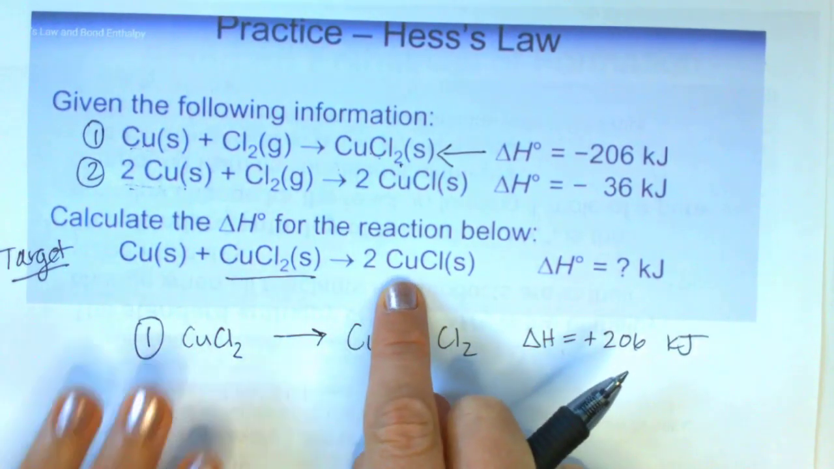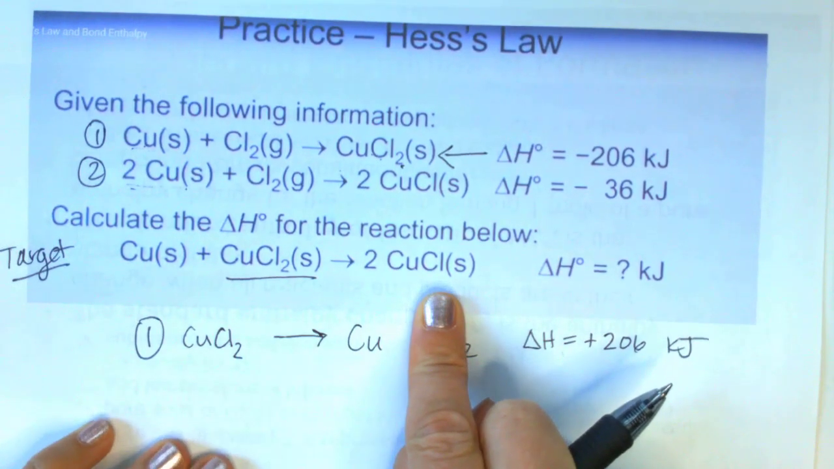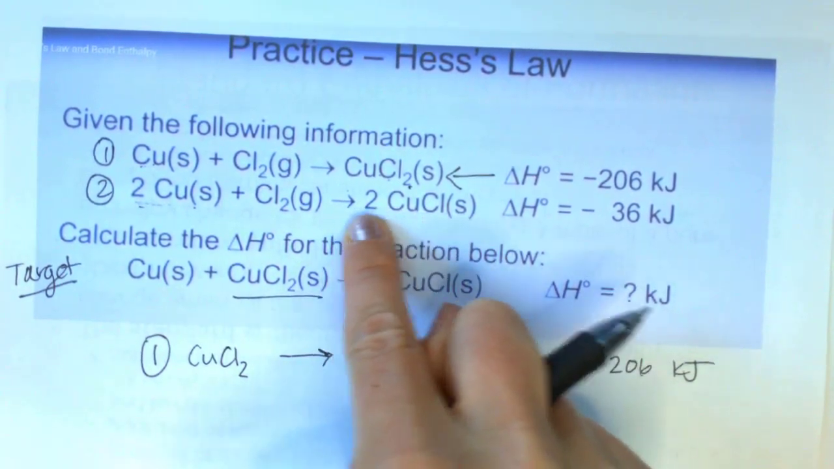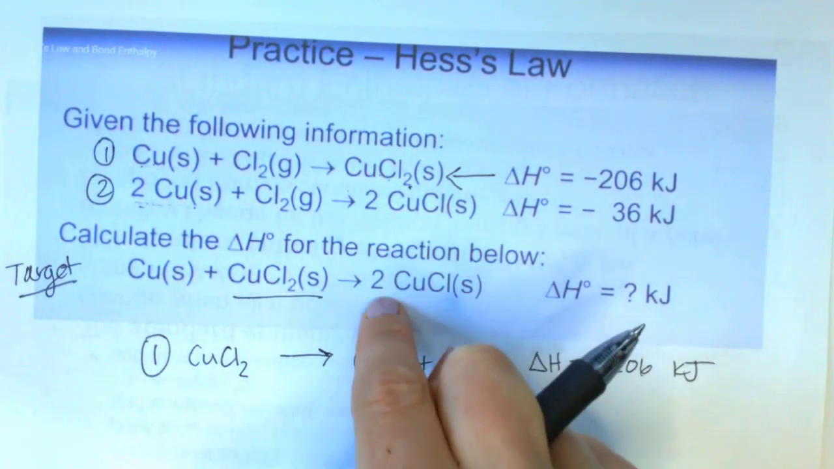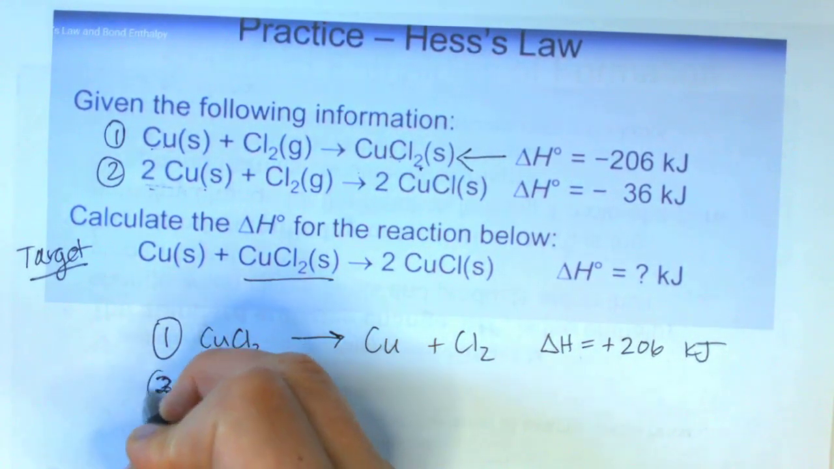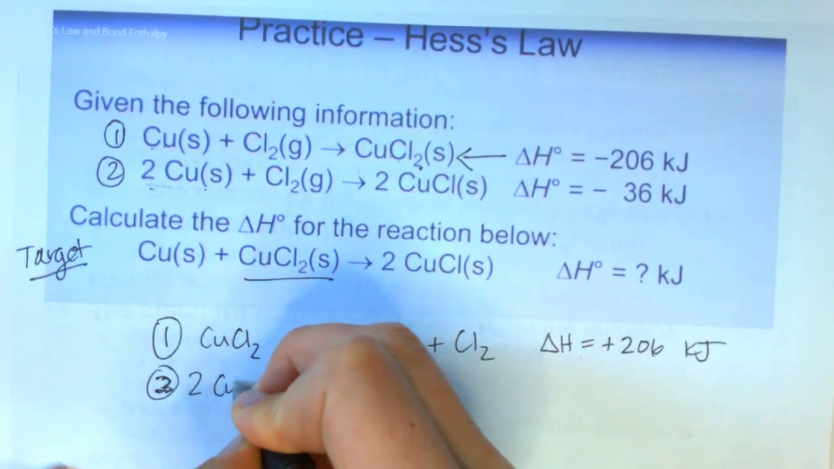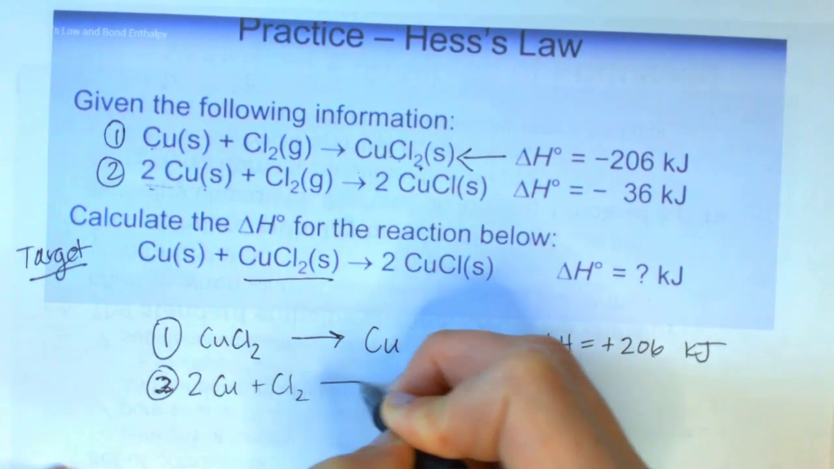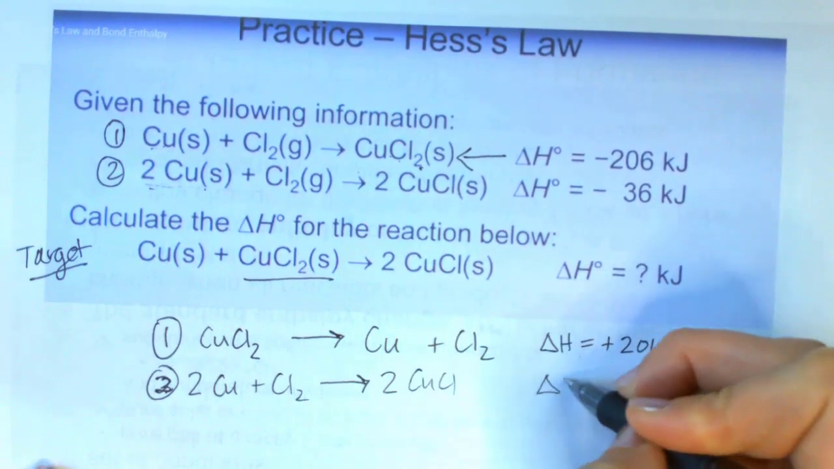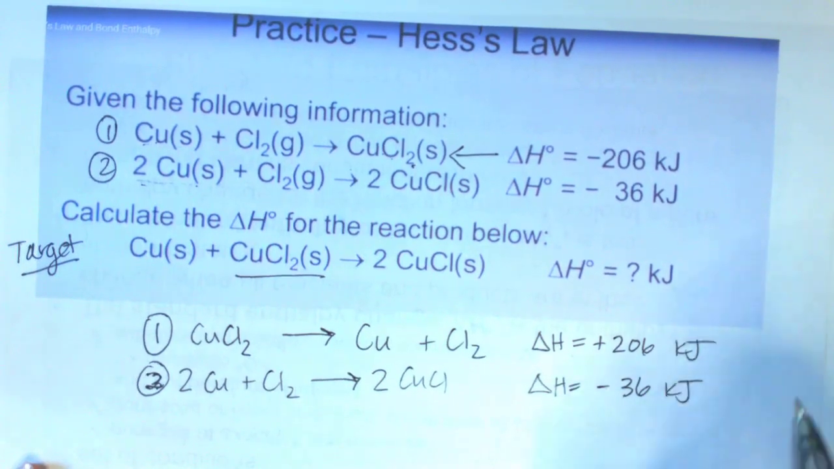And then on the right, after the arrow, we need 2 CuCls. So let's find where that is in our elementary reactions. And if we go, oh, look right there, that CuCl is the right mole ratio and it's on the right. So wow, that is pretty great. It doesn't happen very often where we don't have to do anything to that second one. So let's write 2 Cu plus Cl2 yields 2 CuCl. And the delta H stays the same because we didn't do anything to it, negative 36 kilojoules.